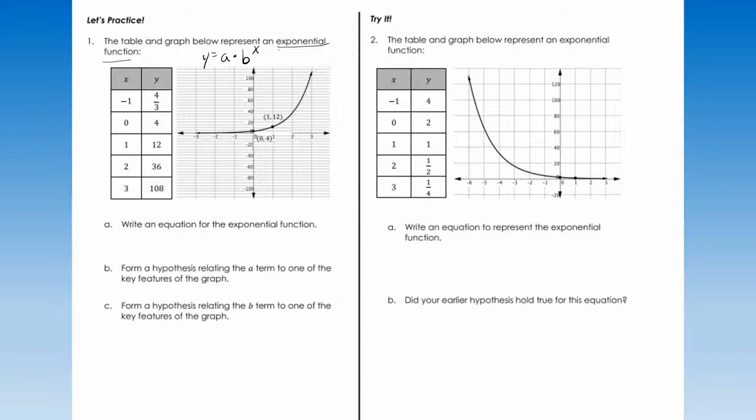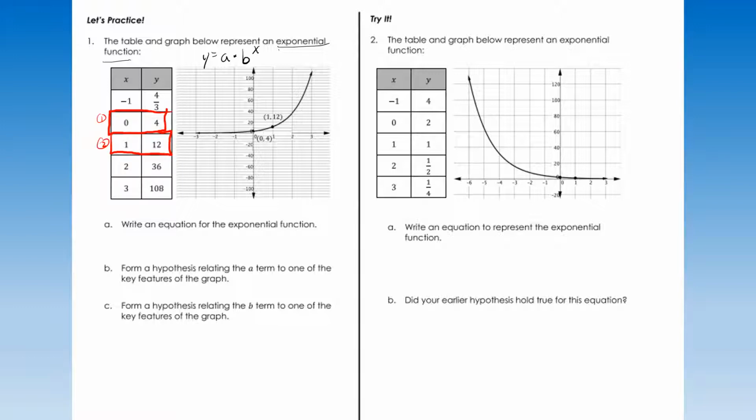The first point that I'm going to use, which we said, was to take where x is 0. So that's this point here. X is 0 and y is 4. We also want to use where x is 1. So x is 1 and y is 12. So this is going to be the first point that I use, and this is going to be the second point that I use.